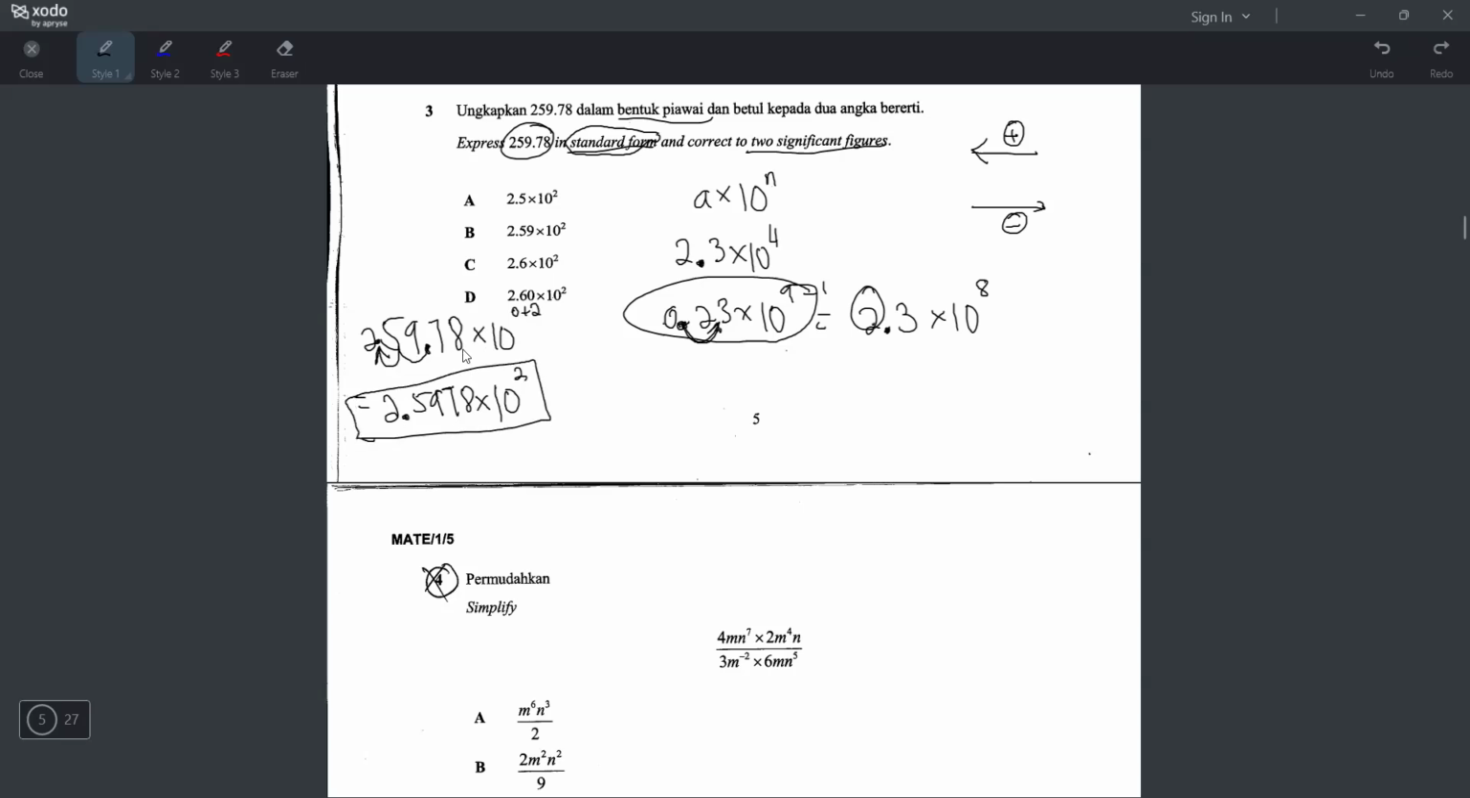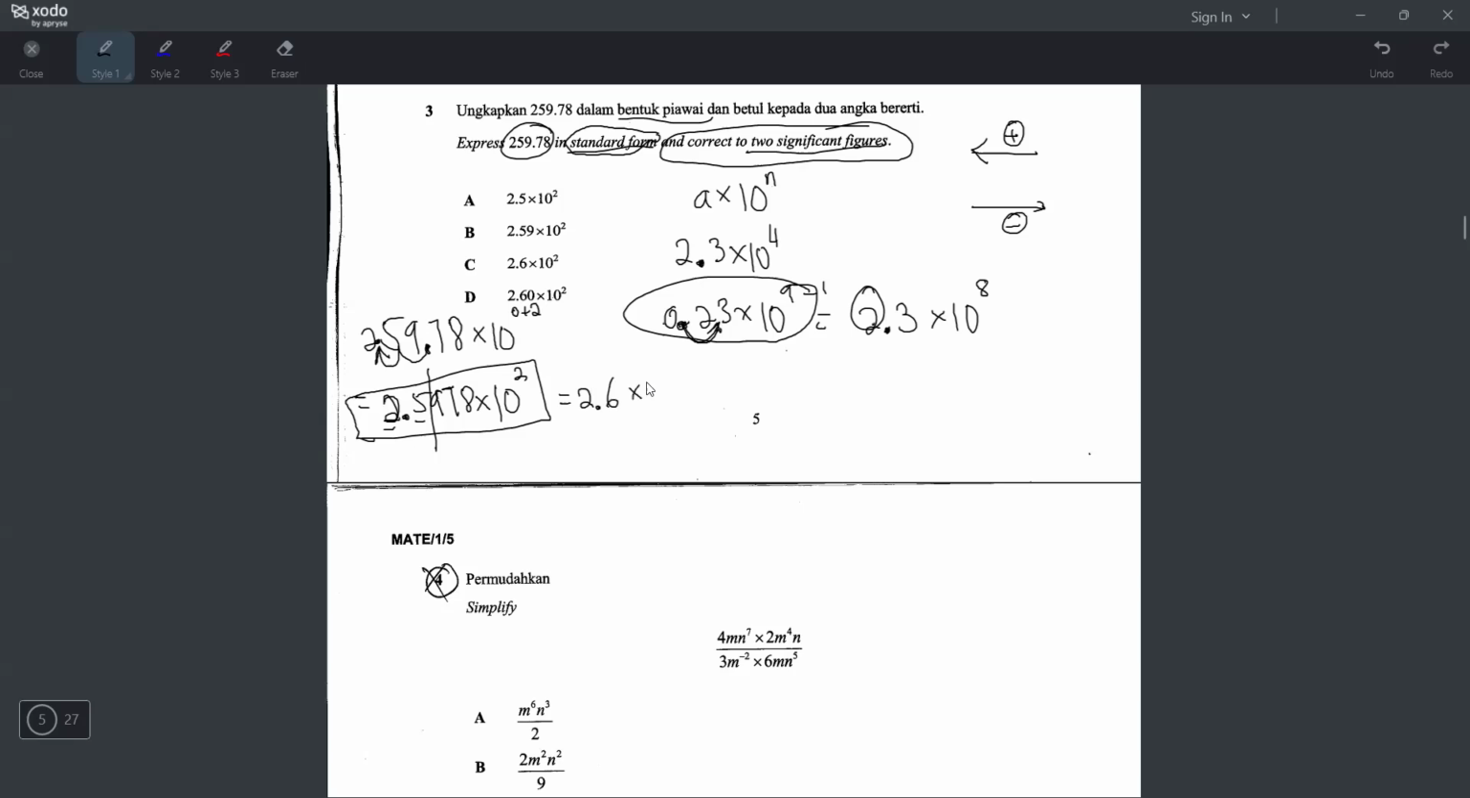But this is not the final answer because they mentioned correct to two significant figures. Okay, what is significant figure? Angka bererti, right? Angka bererti means you will only count from left to right. But the 0 in front doesn't count. So you count from left to right. So this one we count. So 1, 2, and then the rest we have to erase. But before you erase, you check whether the next number here is more than 5 or not. If it's more than 5, you plus 1. So now it's 9. So more than 5, I have to plus 1.